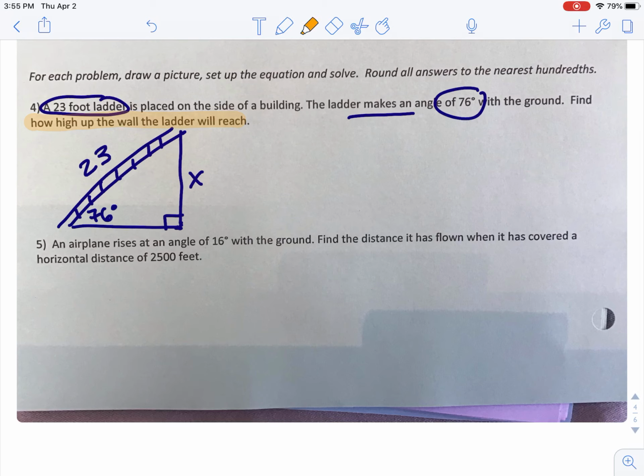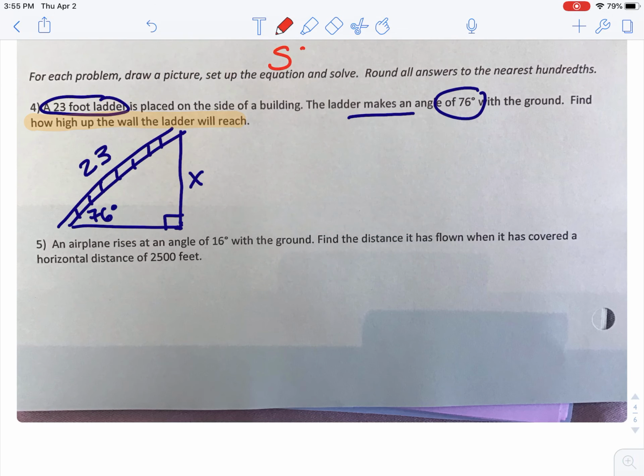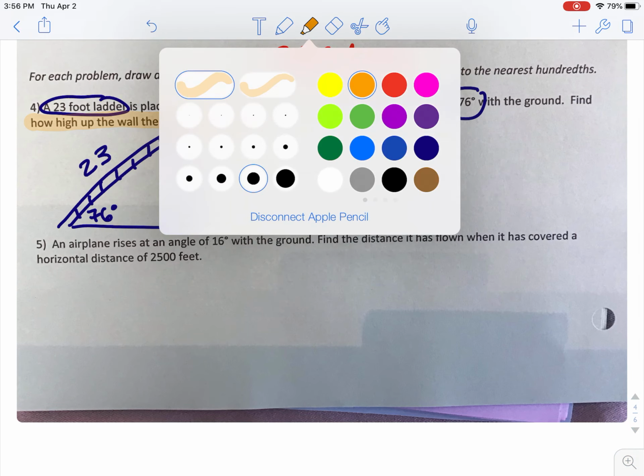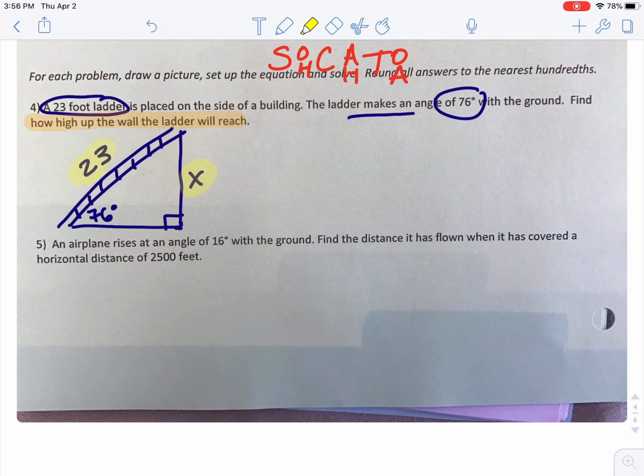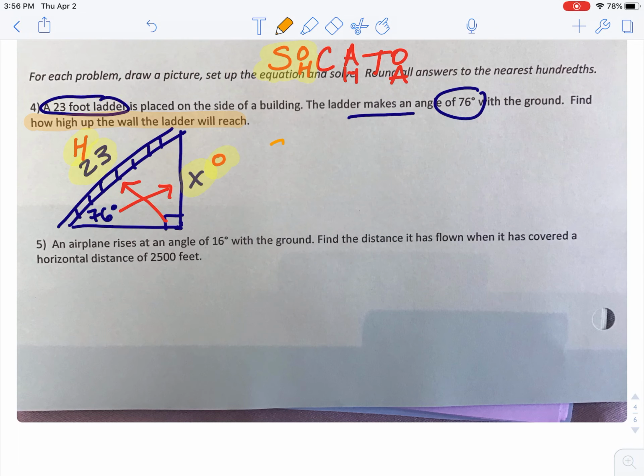Okay, so just like before, we have to figure out, are we going to use sine, cosine, or tangent? What do we have, right? So I have to figure out what I have. Well, I've got this side and this side. So what are those, right? Well, that one here is opposite, and this one here is hypotenuse. So I have opposite and hypotenuse. So looking at my options, there's opposite and hypotenuse. Okay, so that's the one we're going to use. We're going to use sine.